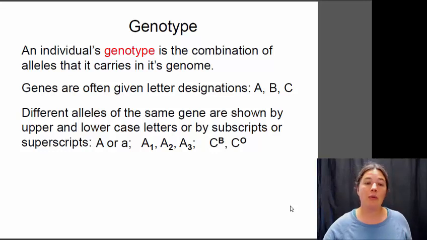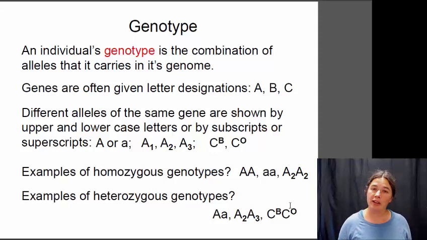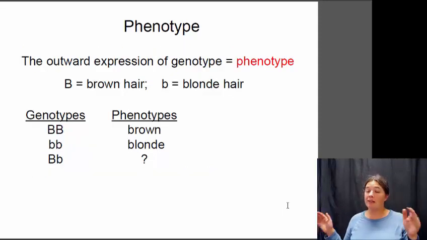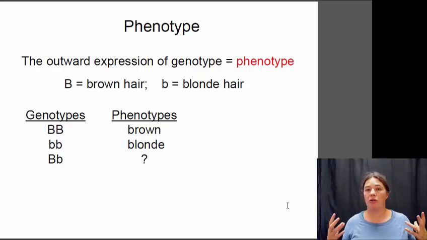And then when you look at the genotype, anytime you have 2 alleles that are the same, you're looking at a homozygous genotype. Anytime you have 2 alleles that are different, you're looking at a heterozygous genotype. Okay, so that's the genotype. Now the phenotype is the outward expression of that particular genotype.